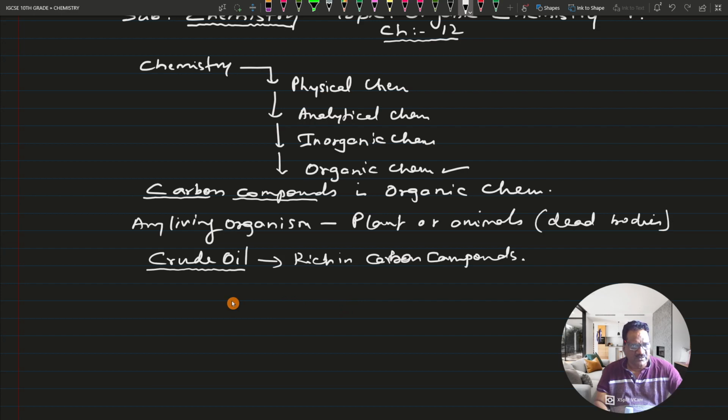Now before we go into how this crude oil is removed from the earth and what happens subsequent to that, let us learn one more term, which is known as hydrocarbons.